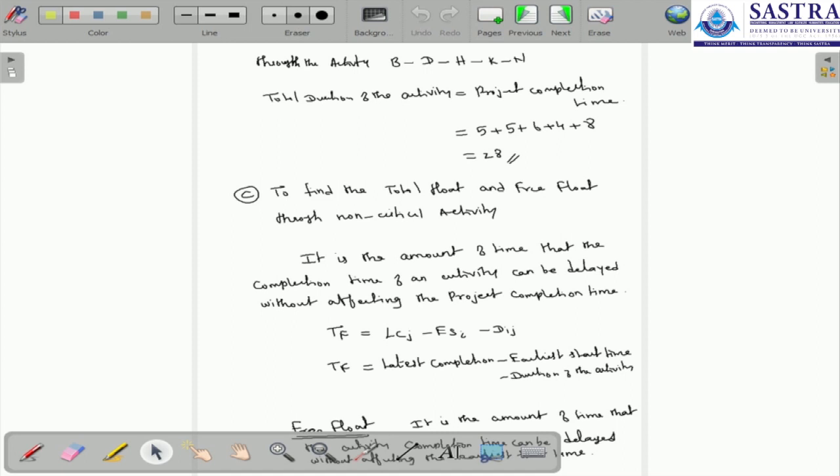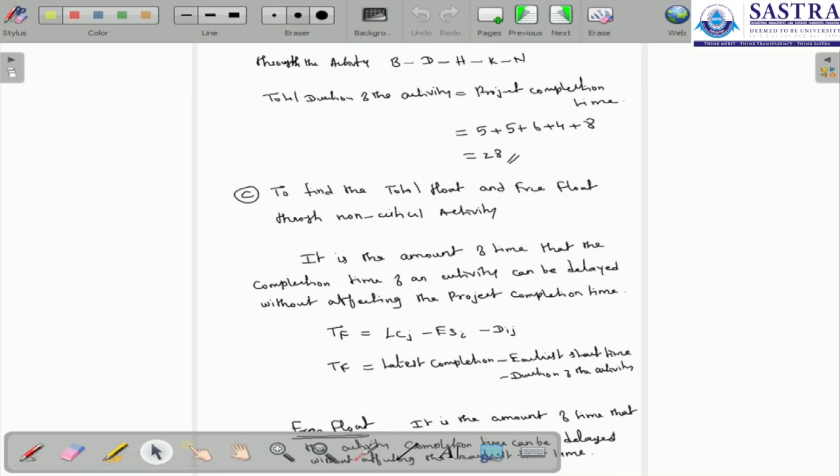So now we can just calculate the duration. The total duration of the activities is equal to the project completion time. The duration for B is 5, D is 5, H is 6, K is 4, and N is 8. So we can add these values and we get the project completion time, which is equal to 28. This is how we found the critical path here.